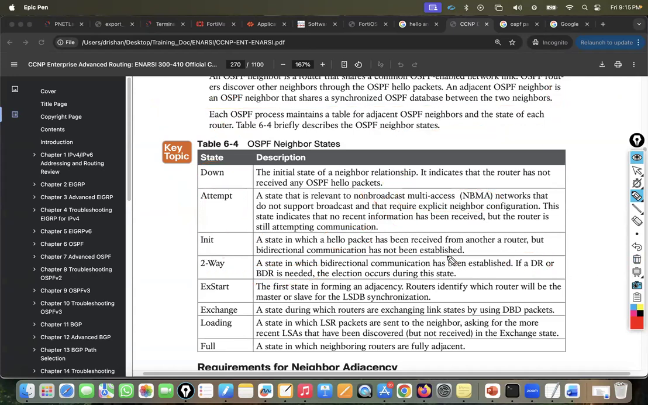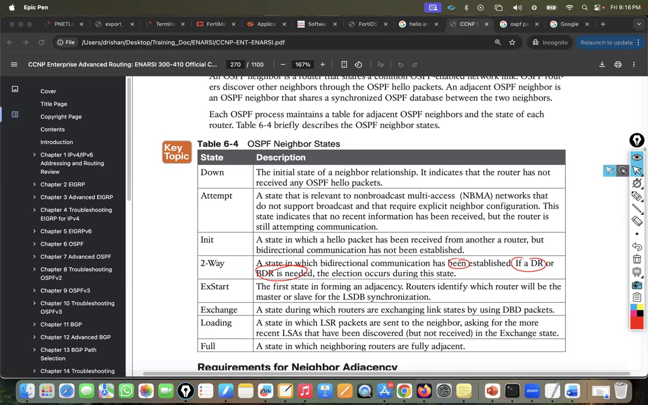This DR BDR election is only going to happen if I have a broadcast network or might be an NBMA network. If it is a point-to-point network, DR BDR is not going to be elected. Very important. Okay. So DR BDR is going to be elected if it is required. Who is going to elect DR and BDR? OSPF is going to elect in case my broadcast network or NBMA network is there. Clear?